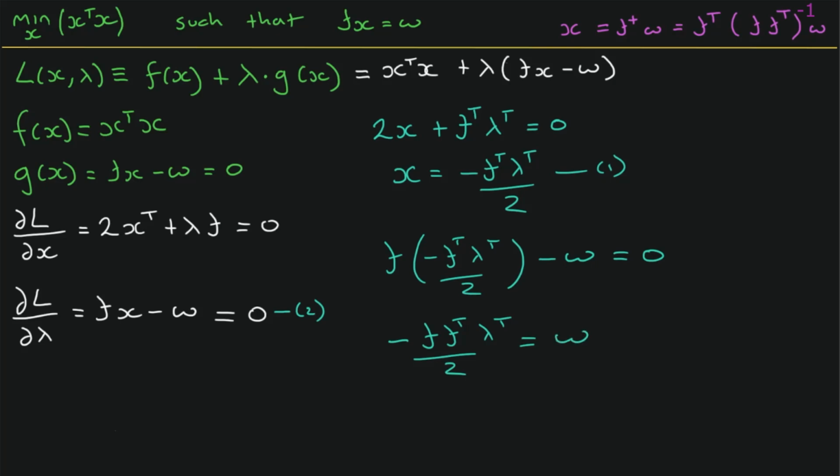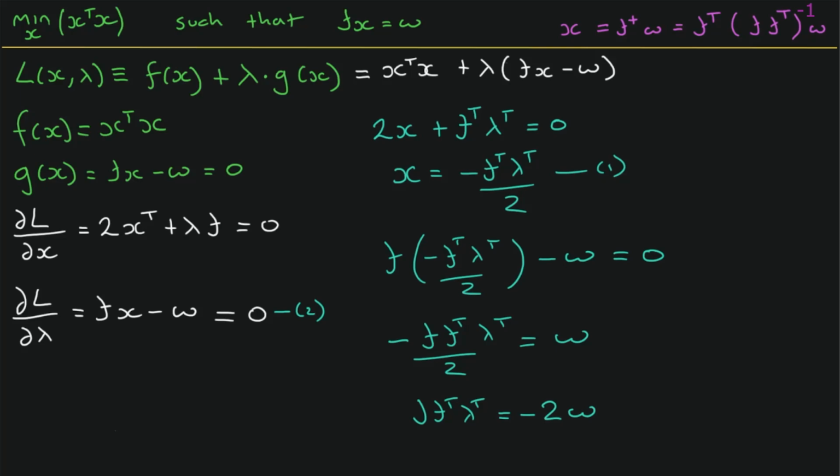And we're going to rearrange this because we're solving for our multiplier. So let's take the 2 across, and in order to move this J times J transpose, we'll need to take the inverse, but we can't take the inverse from the right because we have a vector there, so we'll take it from the left. So one step at a time. Let's move the minus and the 2 across. So we have J times J transpose lambda T is equal to minus 2W.